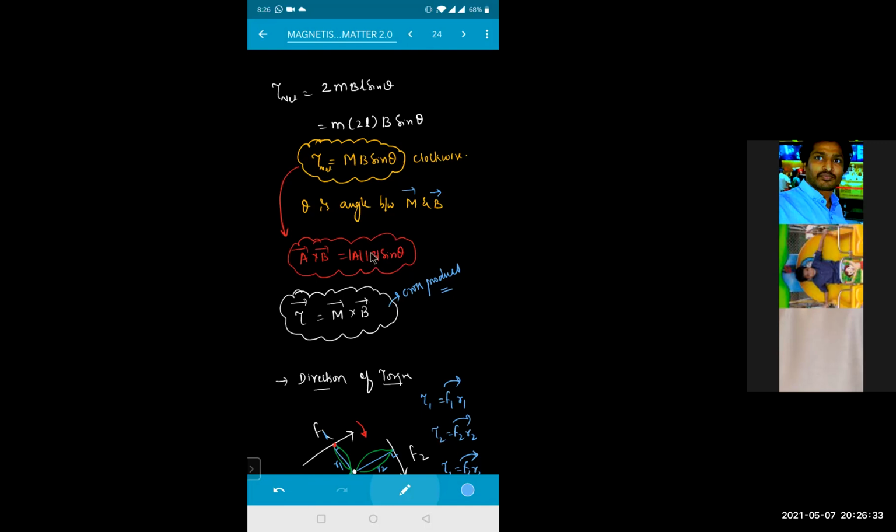Tell me when the torque will become maximum, minimum? That depends upon this sin theta. What is the maximum value of sin theta? 1. Maximum value of sin theta is 1. So torque will be maximum when sin theta is 1. When is the torque minimum? When the sin theta value is 0. So I'll write those points here.